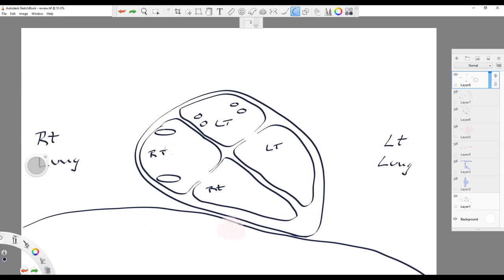Now I said right. This is an atrium. This is the ventricle. This is the left ventricle, and then the left atrium. So right ventricle, or right atrium, left atrium. The atriums receive blood. They are relatively weak. The musculature around the atriums is a lot weaker than the ventricles.